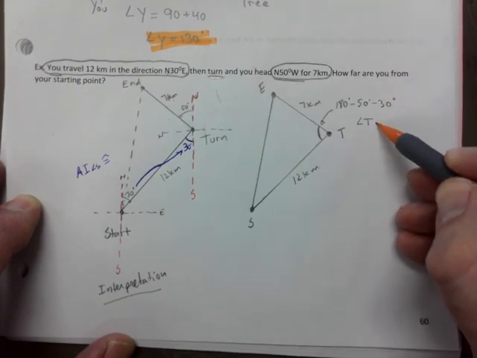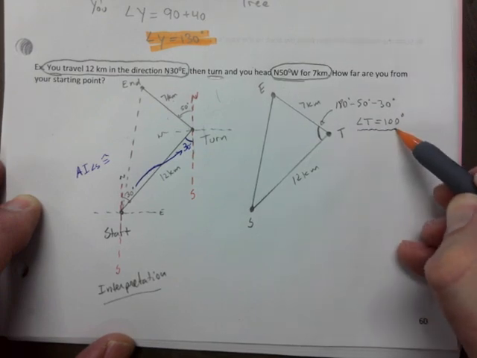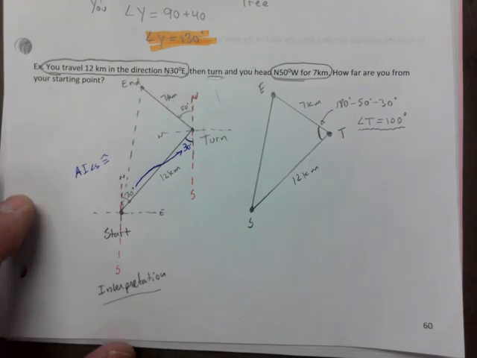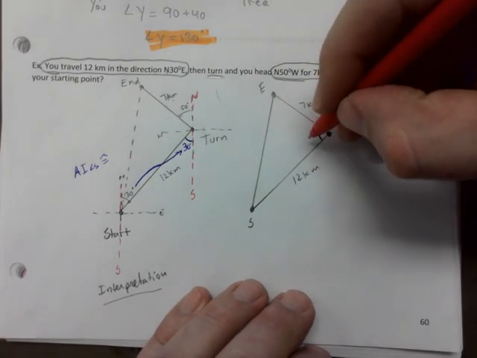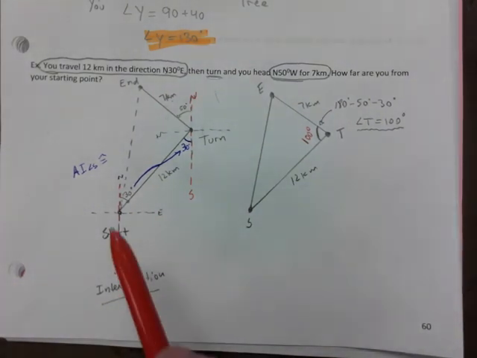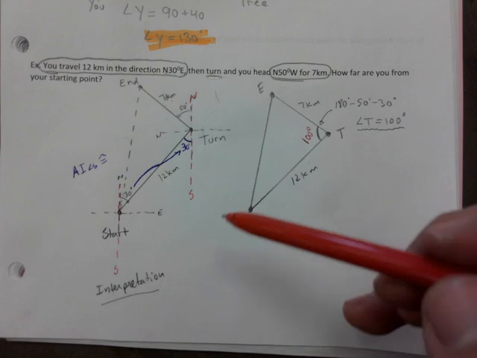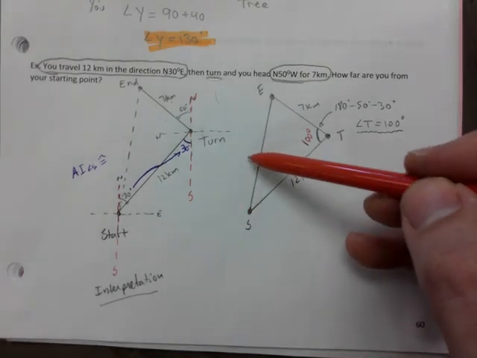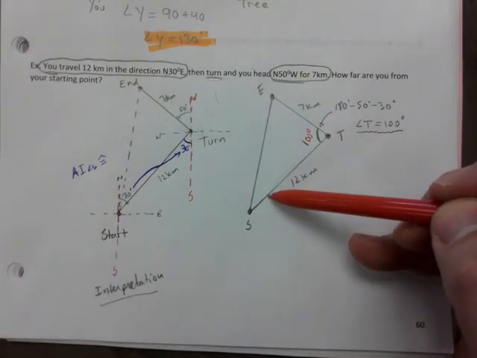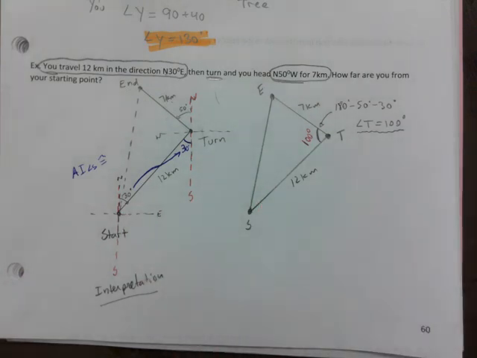So angle T is 100 degrees. It's very important, right? So this angle is 100 degrees right there. And remember, this 30 is not here. This is not 30 because the 30 was created with the north line and this first leg, right? So it's less than 30. We don't know what it is exactly, so we couldn't use that.